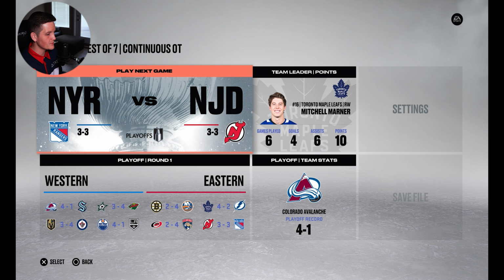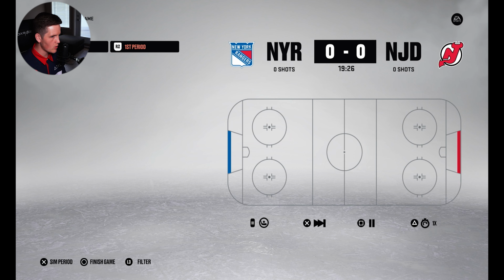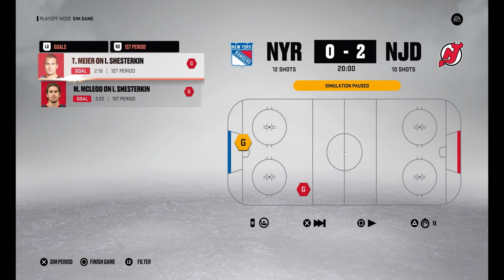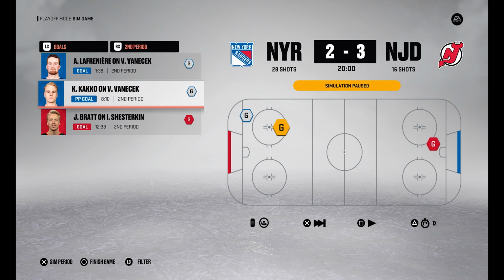And now we got Game 7 between the Devils and the Rangers. Ooh, that East Coast dogfight. Here we go. We're going to simulate this game period by period. At the end of the first period, we got the Devils leading 2-0. Timo Meier and McLeod scoring at the end of the first. It's a 3-2 hockey game going into the third period.